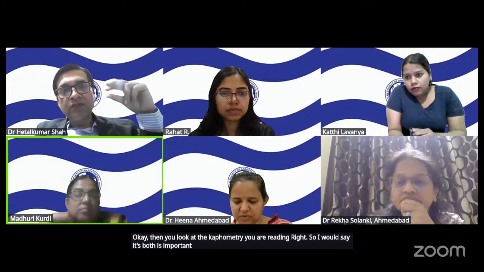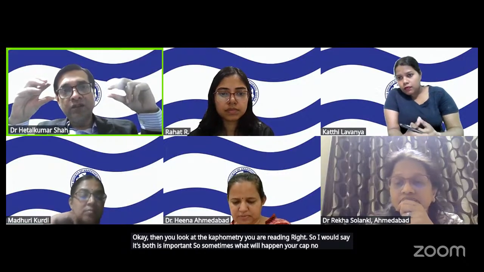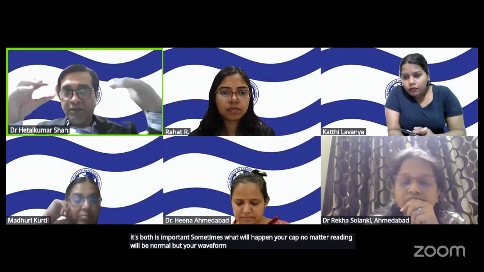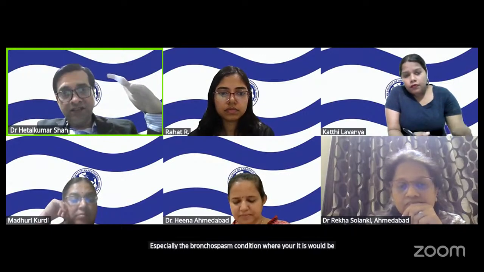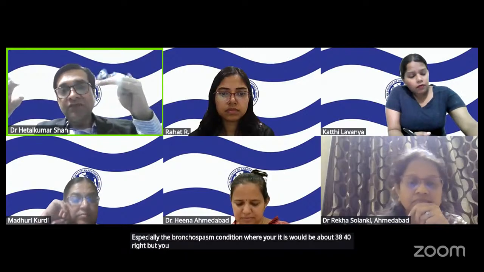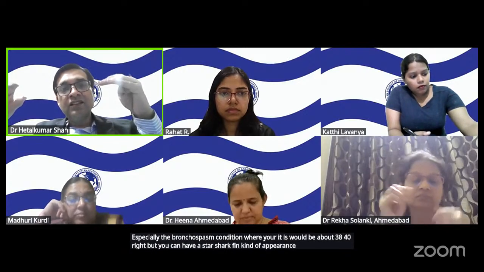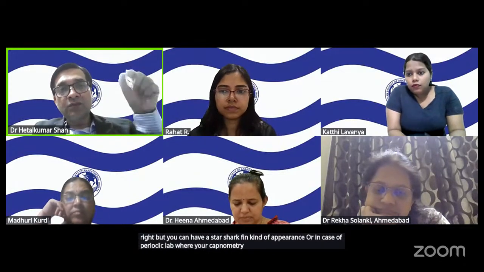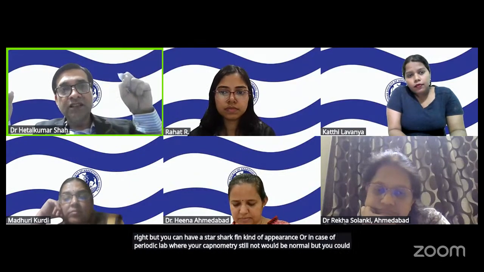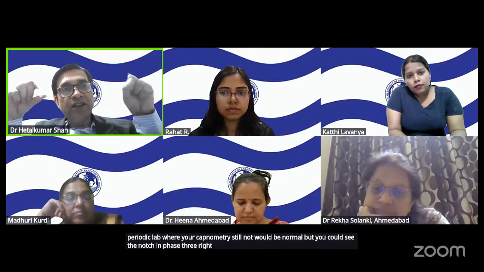Sometimes your capnometry reading will be normal, but your waveform could be abnormal, especially in a bronchospasm condition where your ETCO2 could be about 38, 40, but you can have a shark fin kind of appearance. Or in case of curare cleft, where the capnometry could be normal, but you could see the notch in phase 3. So first you identify the waveform.